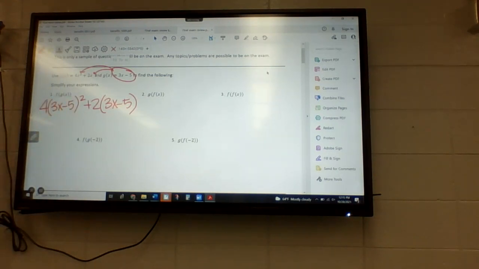And remember, we don't want to distribute that power in. We have to actually write that twice.